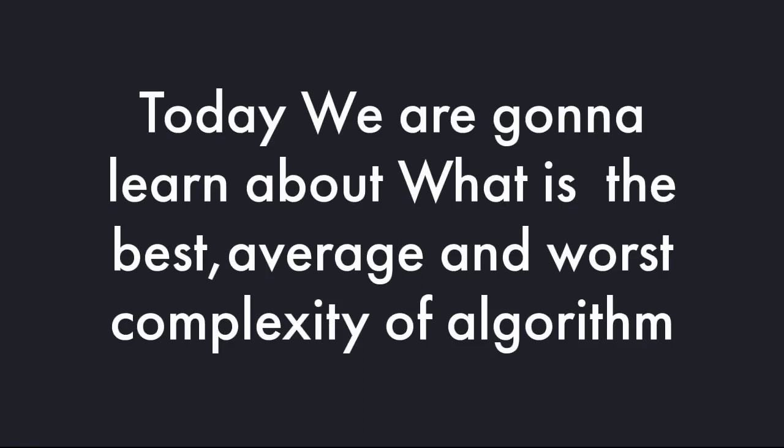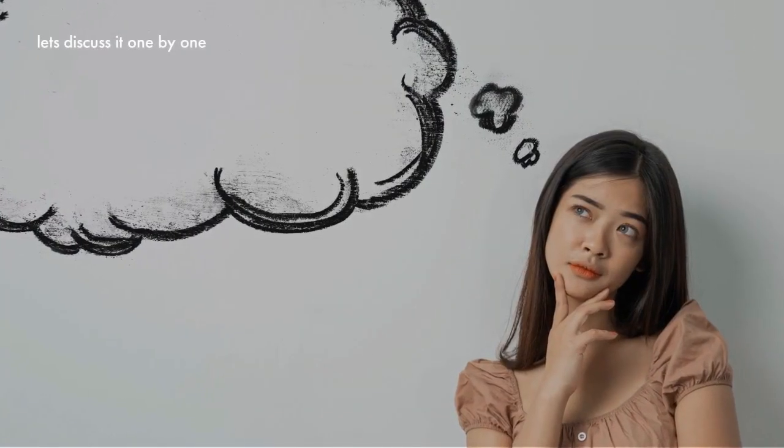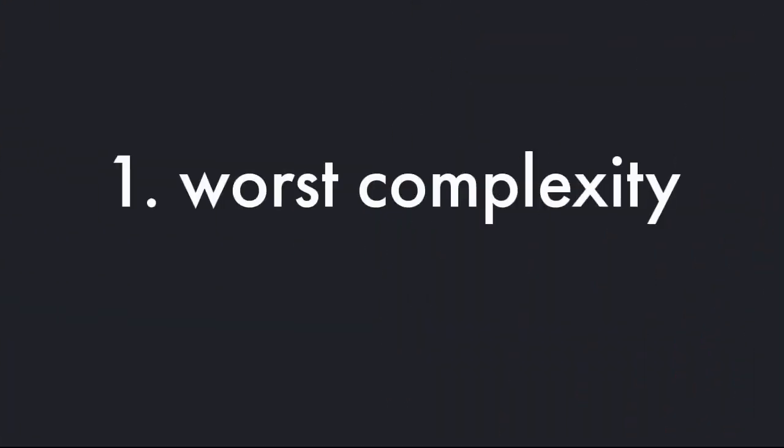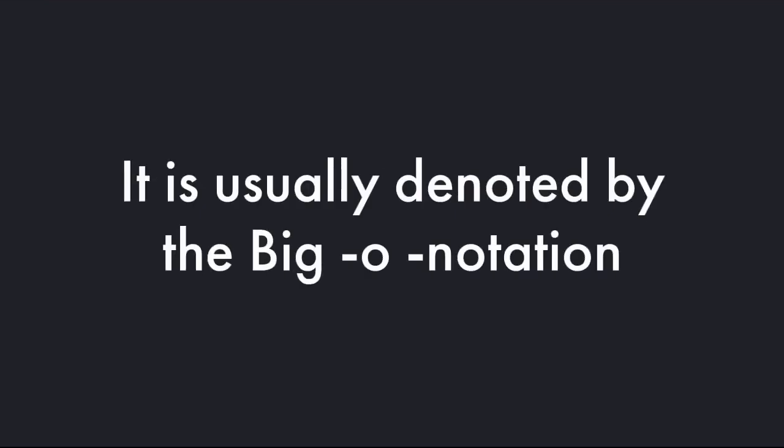Today we are going to learn about what is best, average and worst complexity of an algorithm. Let's discuss it one by one. Number 1. Worst complexity. It's usually denoted by the big O notation.